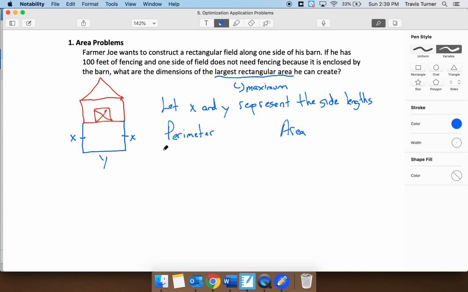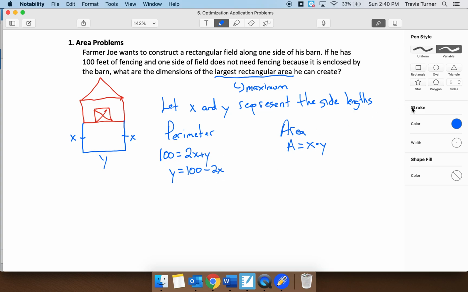So the perimeter, I know that I want 100 feet of fencing, and I know that that's going to be equal to all of the side lengths added together, so 2x plus y. I can rearrange this equation, so I've got y equals 100 minus 2x. So that gives me an equation I can work with. The other part, the area here, is just simply one side times the other side, or length times width, so it becomes x times y.